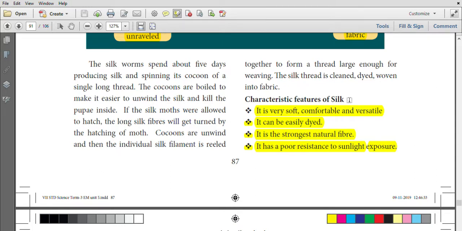Characteristic features of silk. It is very soft, comfortable and versatile. Versatile means capable of doing many things. It can be easily dyed. It is the strongest natural fiber. It has poor resistance to sunlight exposure.